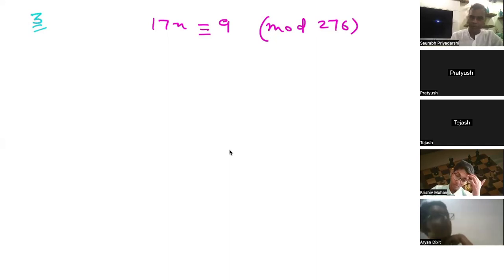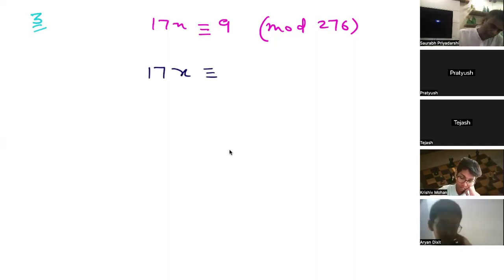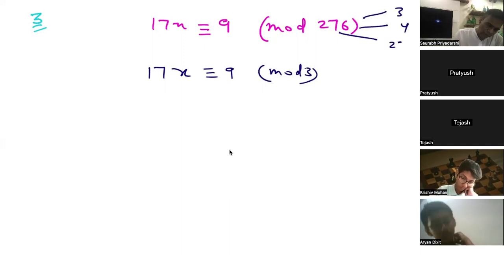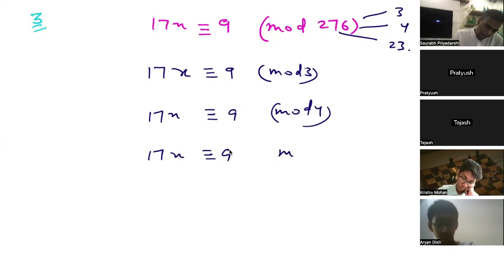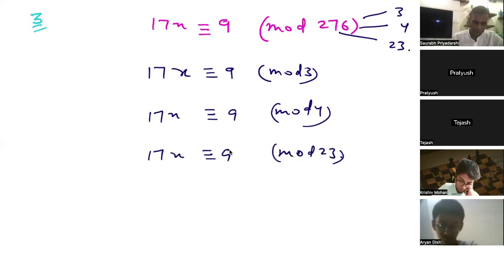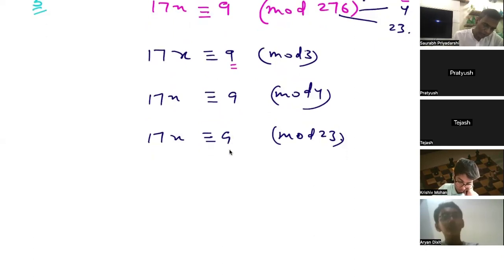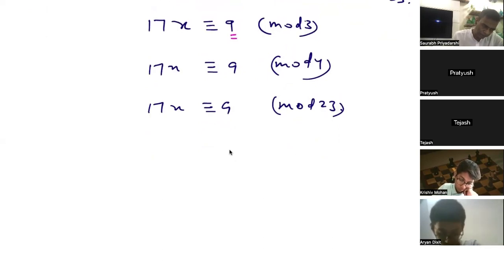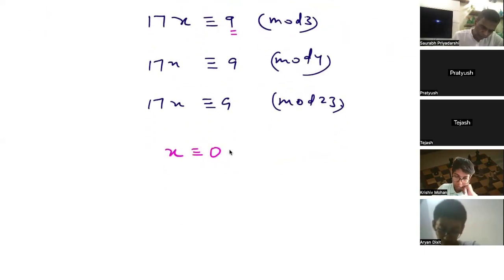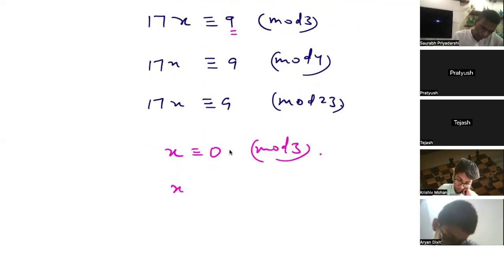Should I start? See, I can rewrite this as 17x is equal to 9 mod 3, because this having the factors as 3, 4 and 23. 17x congruent to 9 mod 4 and 17x congruent to 9 mod 23. Right? So this 9 is completely divisible by 3, right? So obviously I can rewrite this as x congruent to 0 mod 3, and 17 is 16 plus 1, so x congruent to 1 mod 4.